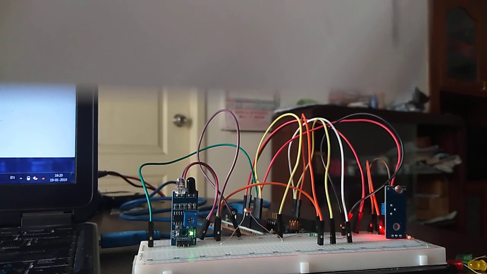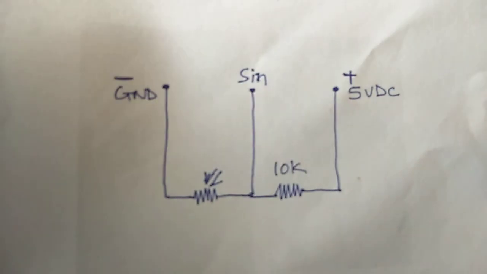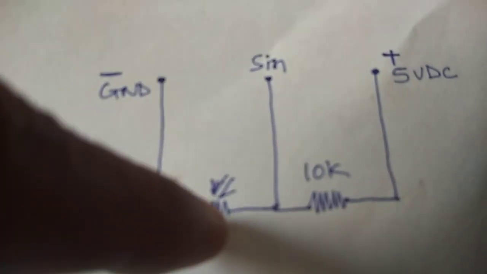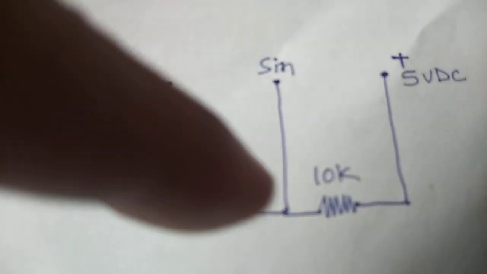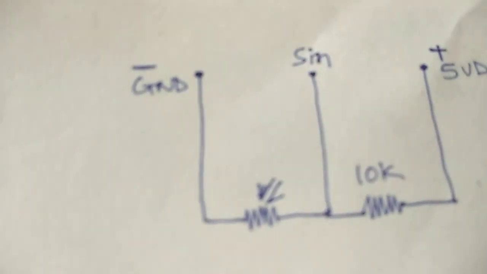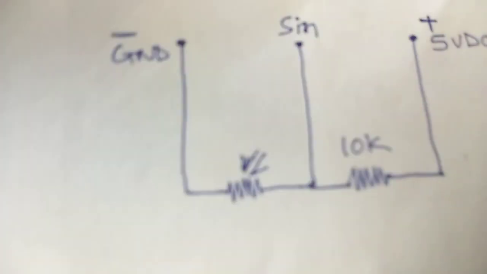The photo sensor or LDR is connected like this. In my case, one end of the photo LDR is connected to ground, another end is connected to the 10K resistance, and in between I have taken the sensor input, and the other end of the 10K resistor is connected to 5 volt DC. You can change it also, but the logic will change.